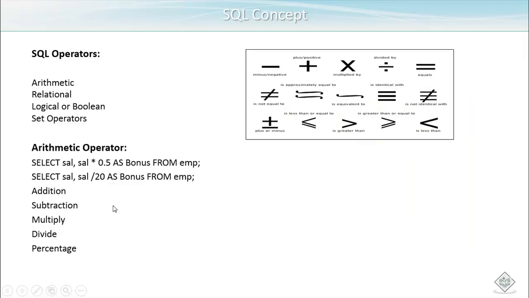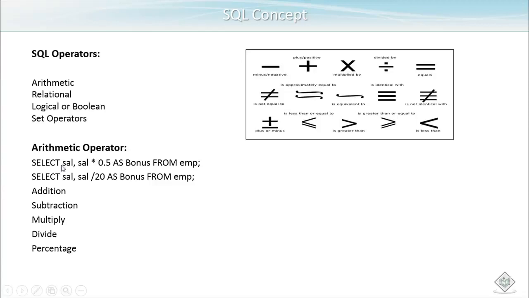Then we have the SQL operators. We have n number of operators which exist in SQL, and we classify them into 4 high-level categories, which are arithmetic, relational, logical or Boolean, and the set operators. The arithmetic operators are the normal operators which we generally use in day-to-day life, which are addition, subtraction, multiplication, division, percentage. So we can also perform some operations on the data when we are retrieving it from the database, and that we can do with the help of the operators.